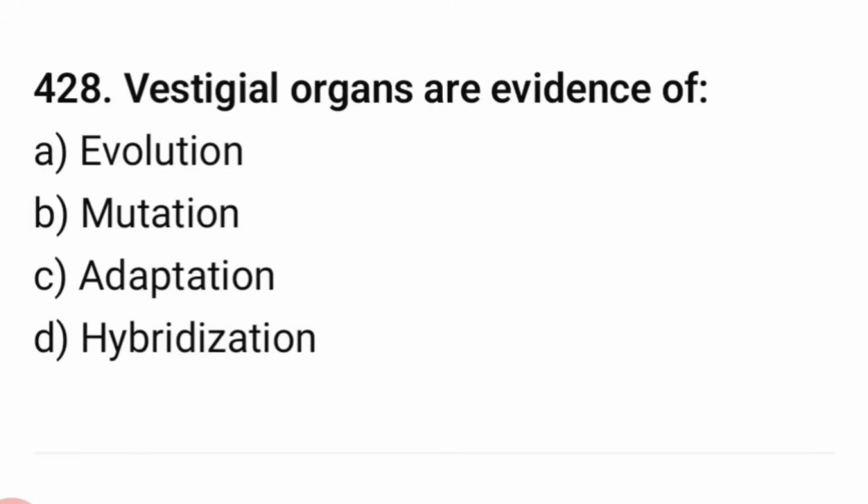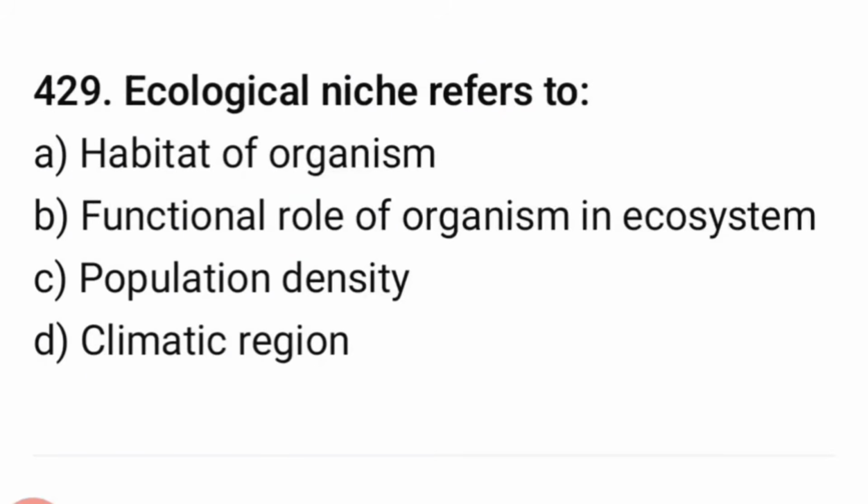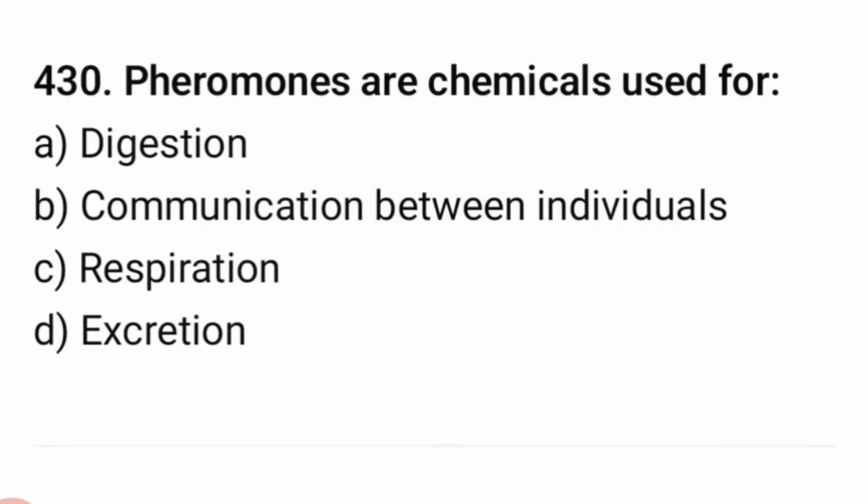Question 428. Vestigial organs are evidence of. Right answer is option A, evolution. Question 429. Ecological niche refers to. Right answer is option B, functional role of organism in ecosystem. Question 430. The pheromones are chemicals used for. Right answer is option B, communication between individuals.